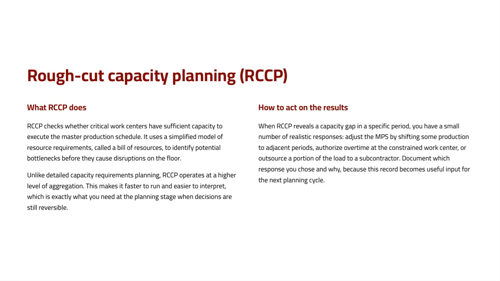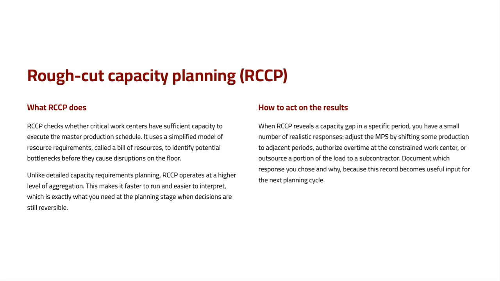Rough-cut capacity planning, or RCCP, is a tool that helps us check if our critical work centers have enough capacity to meet the master production schedule. It does this by using a simplified model called a bill of resources, which lets us spot potential bottlenecks early on, before they disrupt operations.